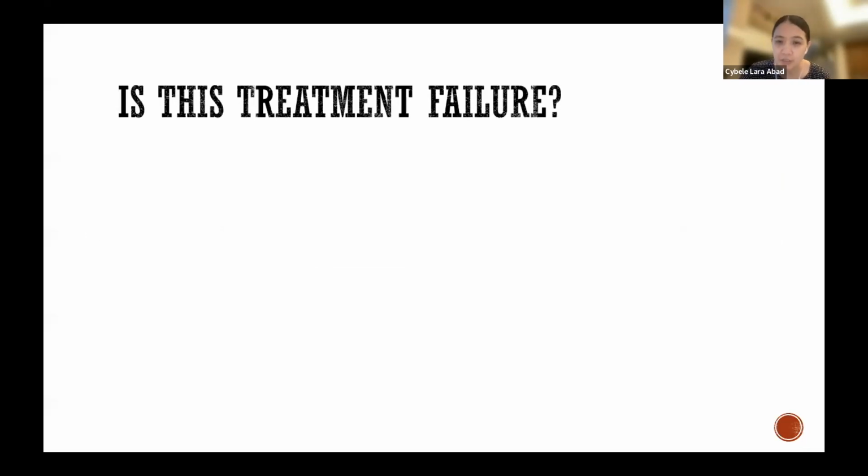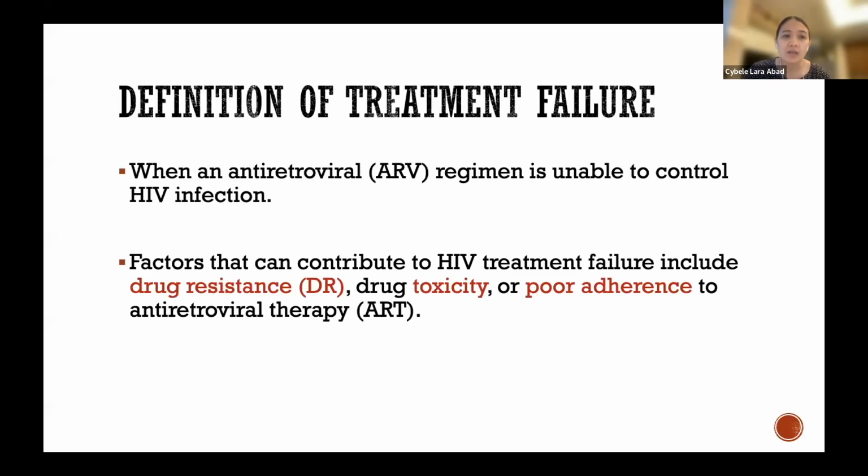Now, is this now treatment failure then? Is this our definition of treatment failure? Does it meet our criteria? So let's review again. The definition is really when an antiretroviral regimen is unable to control an HIV infection. It seems to be that way at this moment because his viral load is going up as opposed to going down. No? So remember that factors that contribute to treatment failure include drug resistance, which we'll talk about, drug toxicity, which he's not complaining of any toxicity from the drug he's taking, or poor adherence, which he is doing because he stopped his medications because of psychosocial or emotional factors.